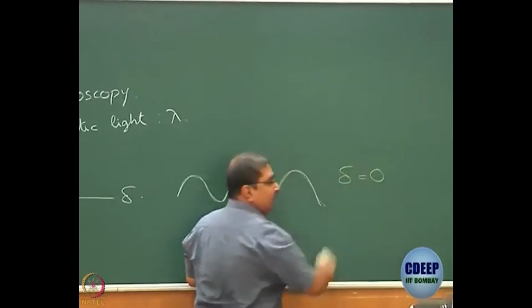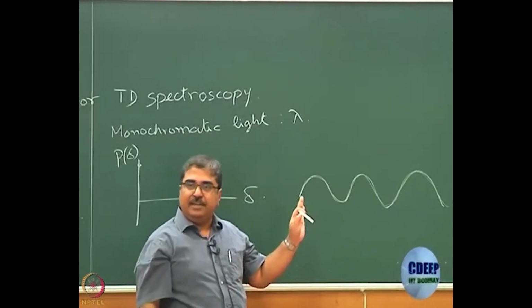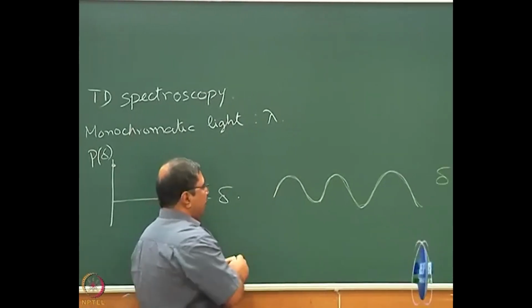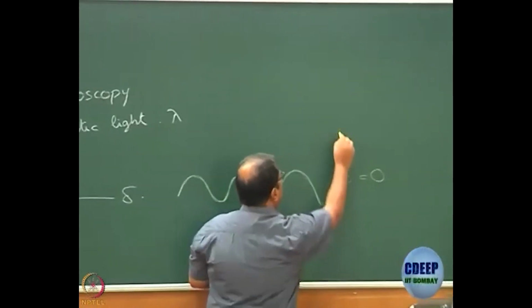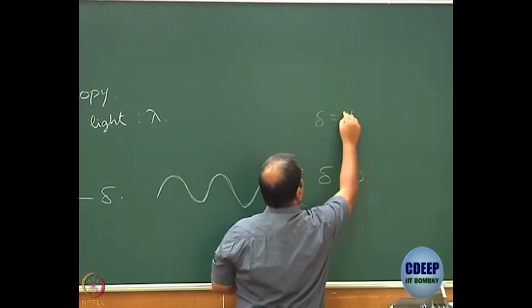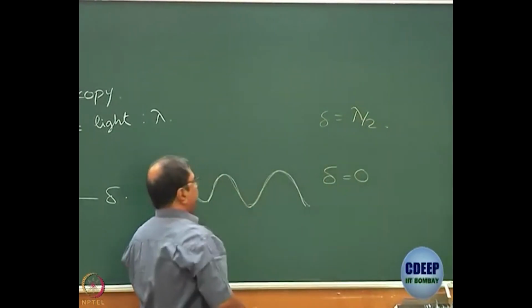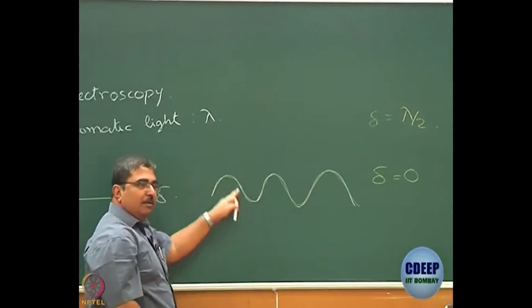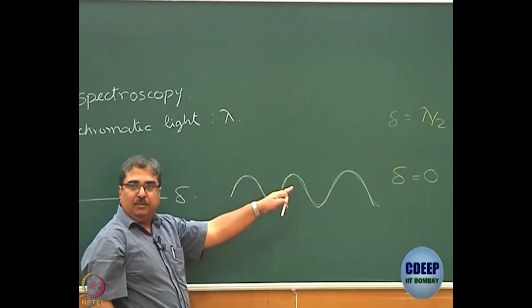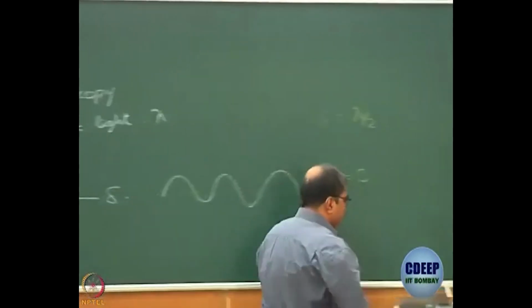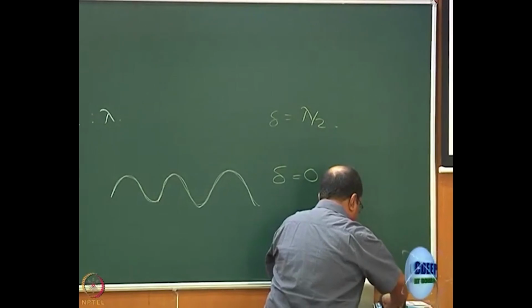This is what happens at delta equal to 0, right? Constructive interference. What happens when delta equal to lambda by 2? I will keep the white one as it is, and maybe I will use some other color.